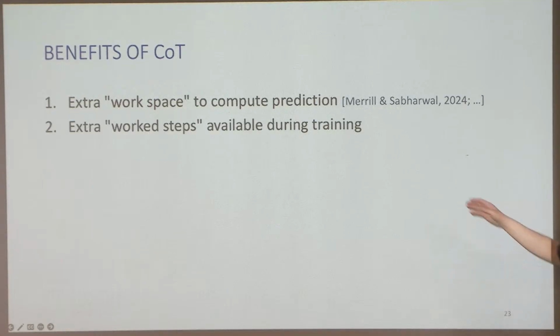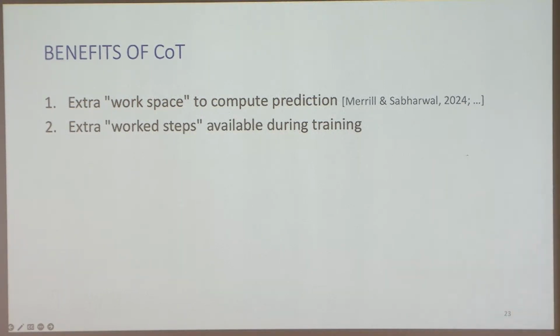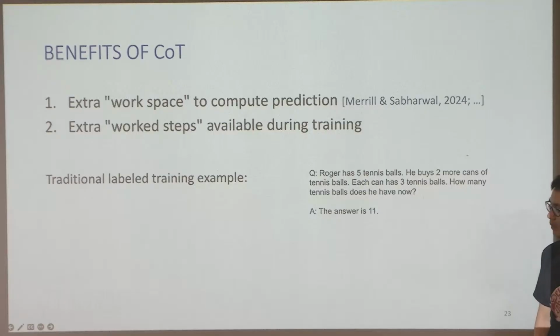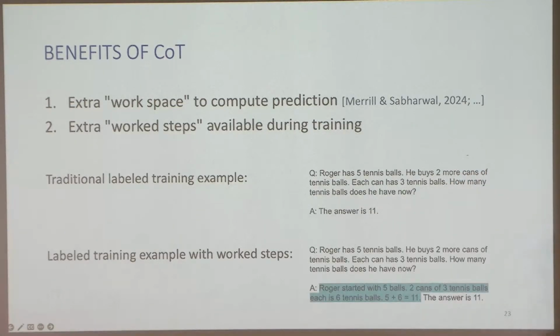But maybe another perspective is that in the training data, if you give it these extra work steps of how you might solve a problem, this can actually make the training better. This is very speculative, but a traditional labeled training example might just be your question and then the correct answer. But suppose you had a lot of examples where you don't just immediately answer the question, but you show step by step how you should solve the problem. Maybe this is more useful information for learning purposes.